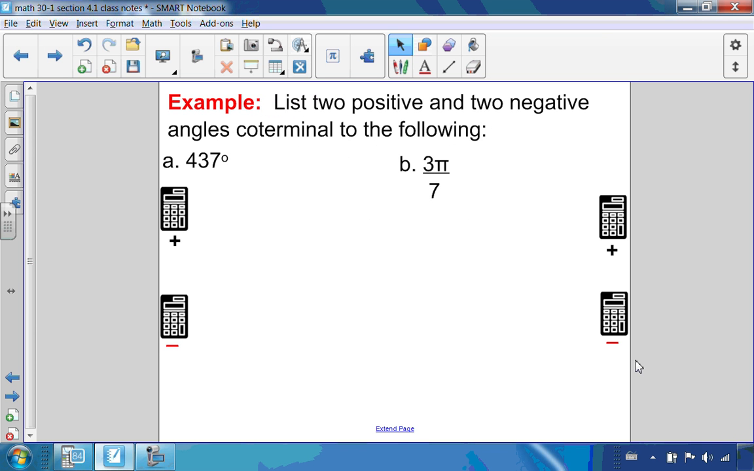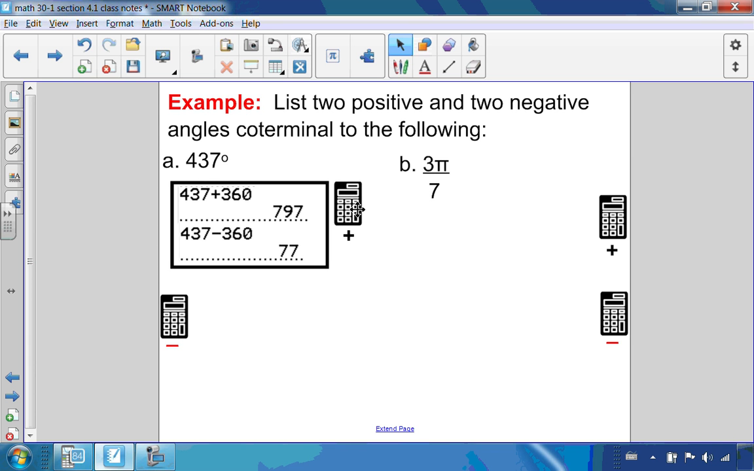Let's try an example. I want to list 2 positive and 2 negative angles coterminal to the following. So 437 degrees. There are multiple answers, so I'm just showing you my answers. You could have something different. To figure out a coterminal angle, I'm going to start by adding 360. So you can see I add 360 and I get my first coterminal angle. Now I could add 360 again, or what I noticed is 437 is all the way around the circle once and a little bit more. So I actually subtracted 360 to get another positive angle, 77 degrees.